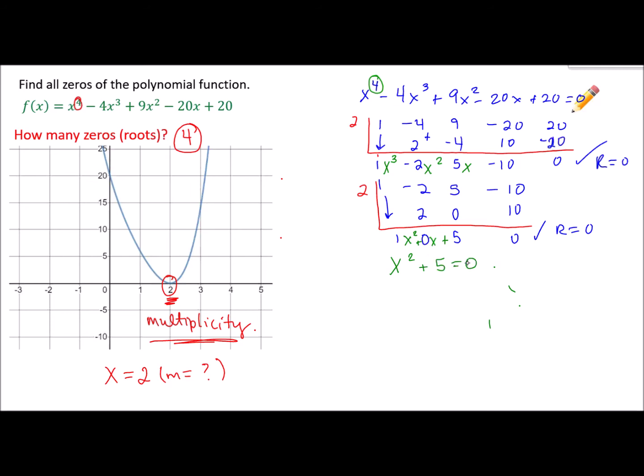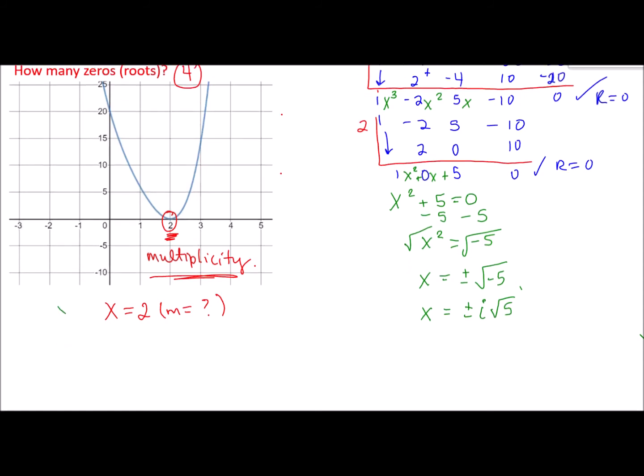Okay, and then I can solve that quadratic. It's not 3 terms, it's just 2 terms with an x squared and no x, which means I can move this guy over, and then finish solving. I get x equals plus or minus the square root of negative 5. You don't leave a negative there, so we've got x equals plus or minus i times the square root of 5.